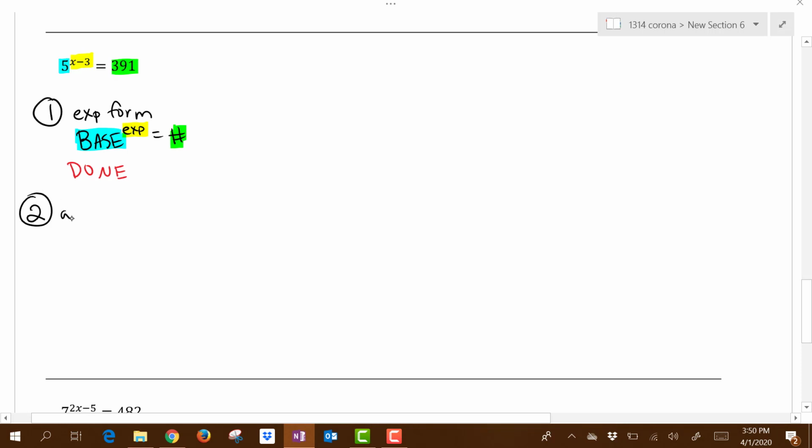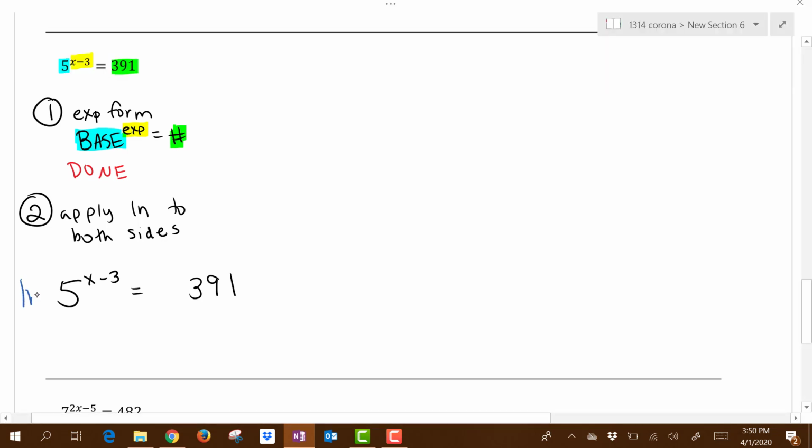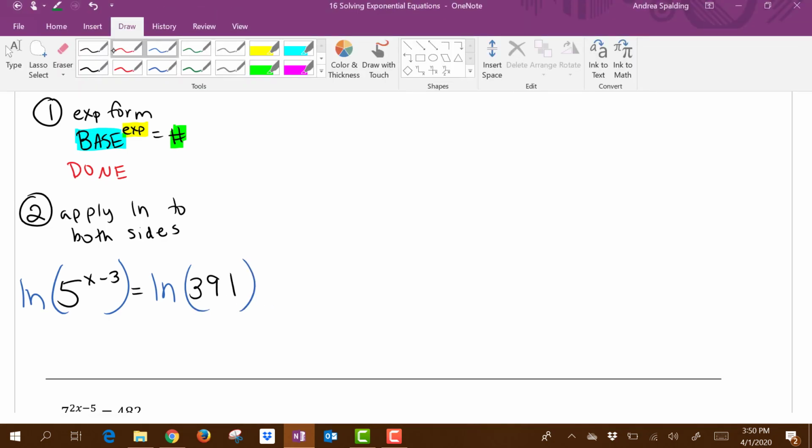Okay. Step 2 says to apply natural log to both sides. So I'm going to give myself a little bit of room in front of each side. And so we're going to apply ln, put parentheses around everything on the left side, ln, put parentheses around everything on the right side.